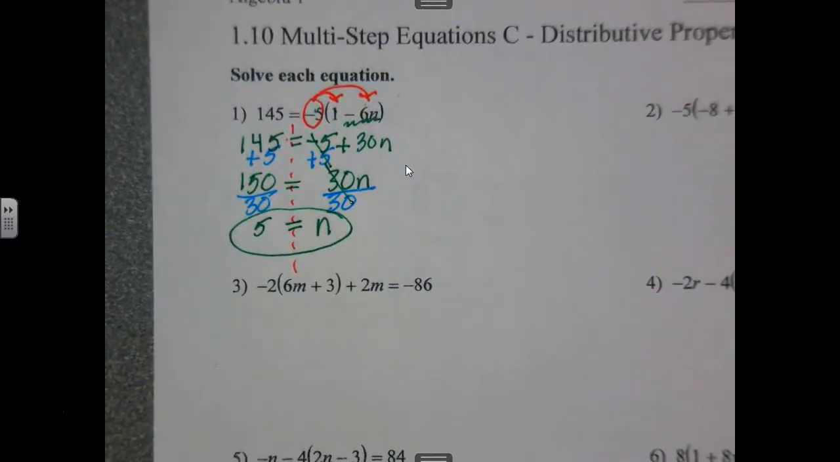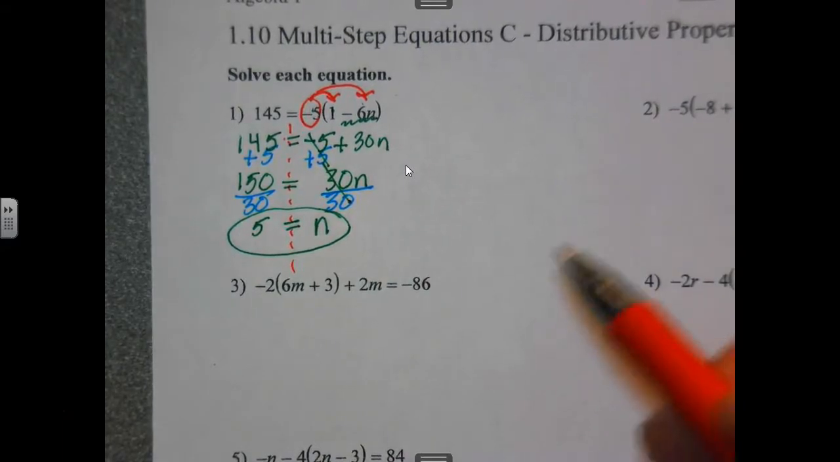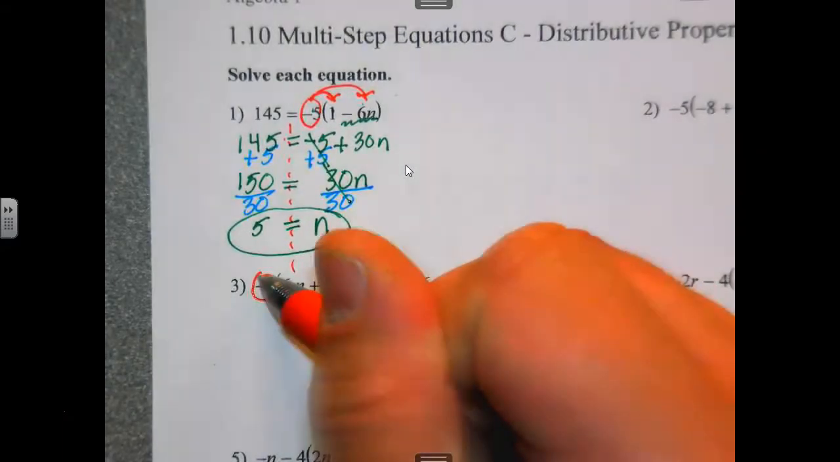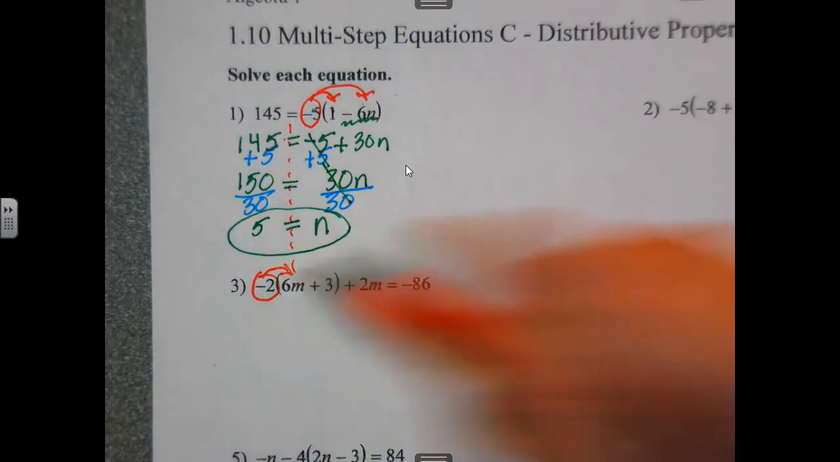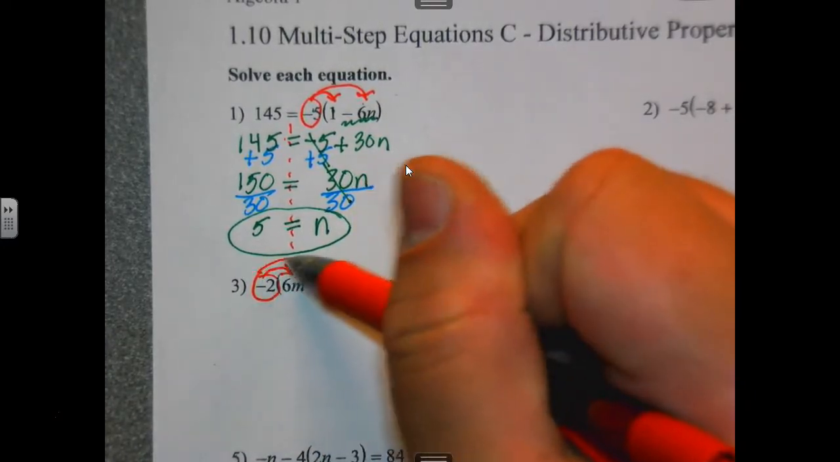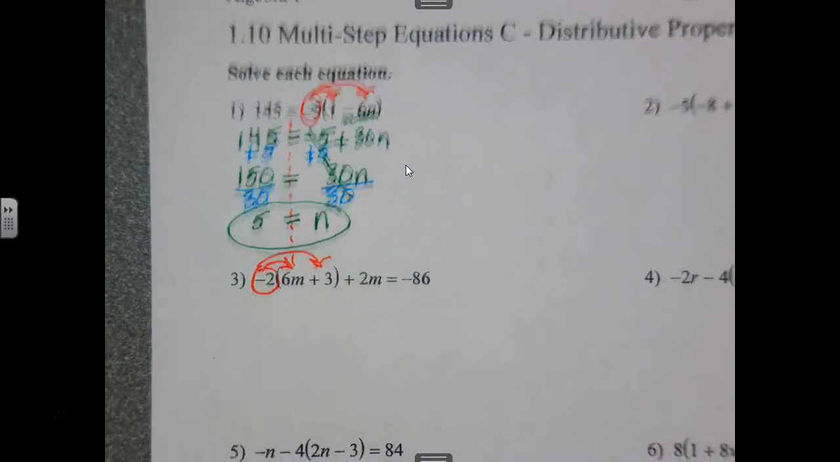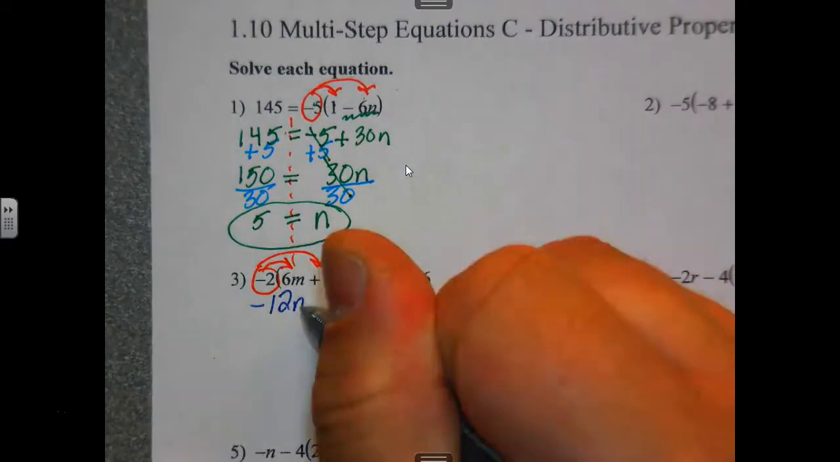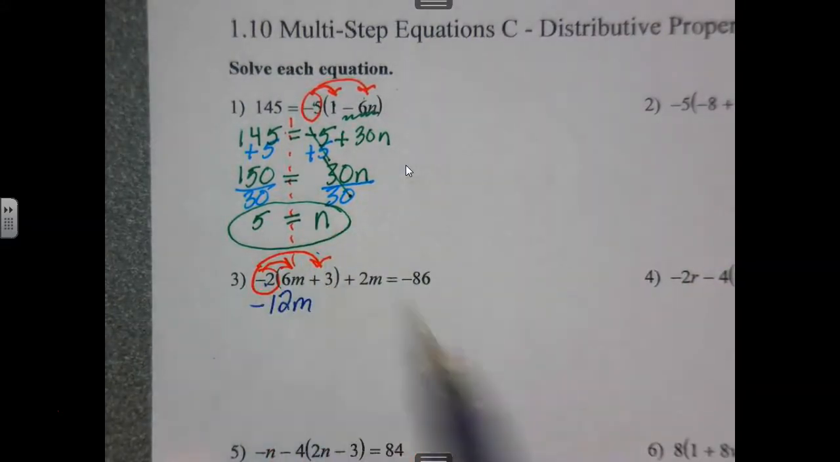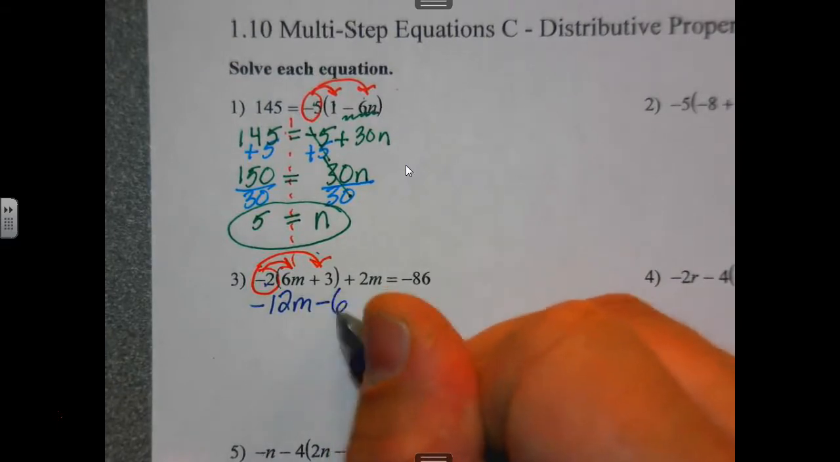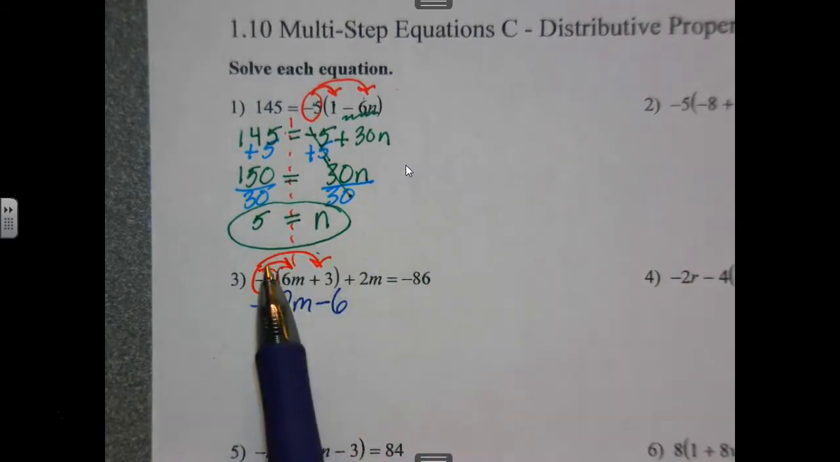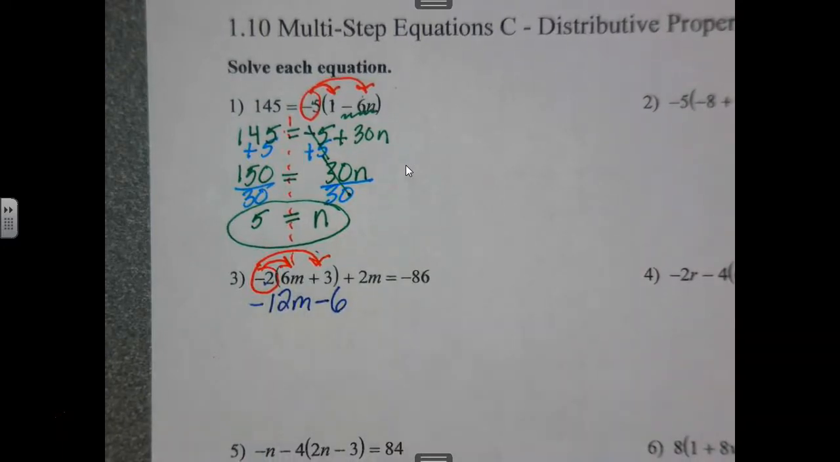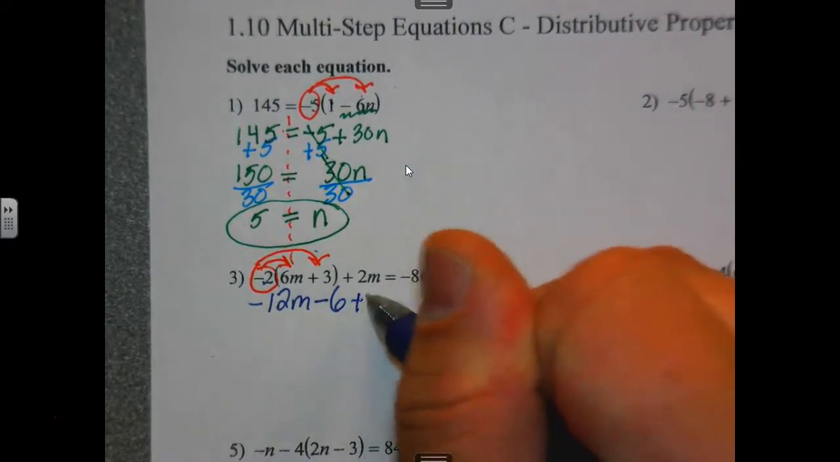Number 3. -2, I have to distribute it over the parentheses. -2 times 6m. -2 times a positive 3. Please be careful. Don't distribute the -2 to the 2m outside of the parentheses because it's outside of the parentheses. Bring it down.